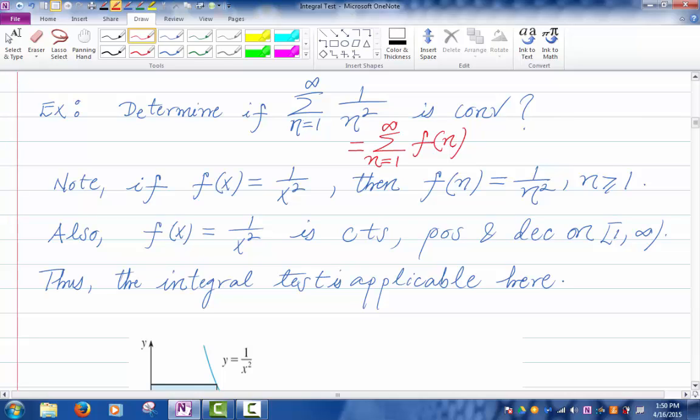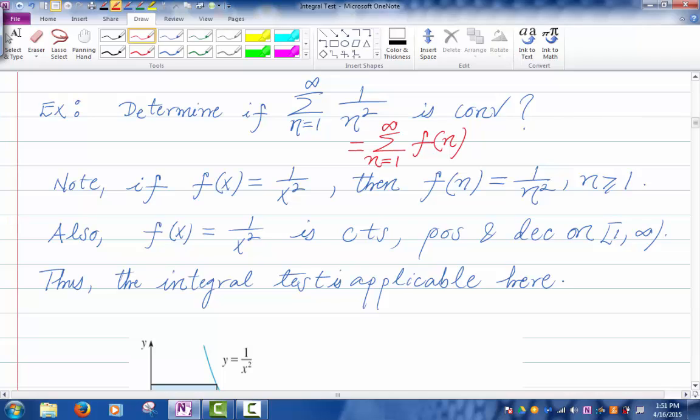Now notice f of x. Is f of x continuous from 1 to infinity? It's not continuous at 0, but from 1 to infinity, is it continuous? Right? Is it positive from 1 to infinity? Right? Is it decreasing from 1 to infinity? Right? So I can apply the integral test. It's got to be continuous, and f has to be positive and decreasing. All those are satisfied here from 1 to infinity, so the integral test applies here.